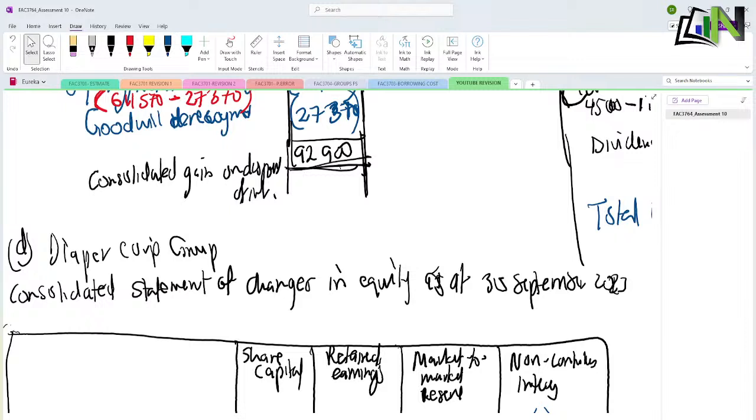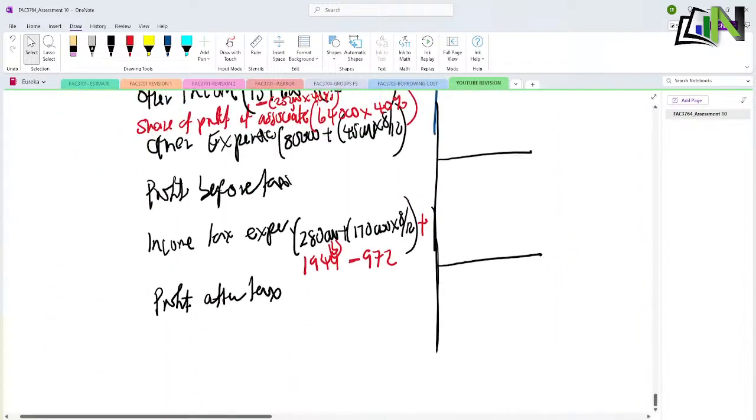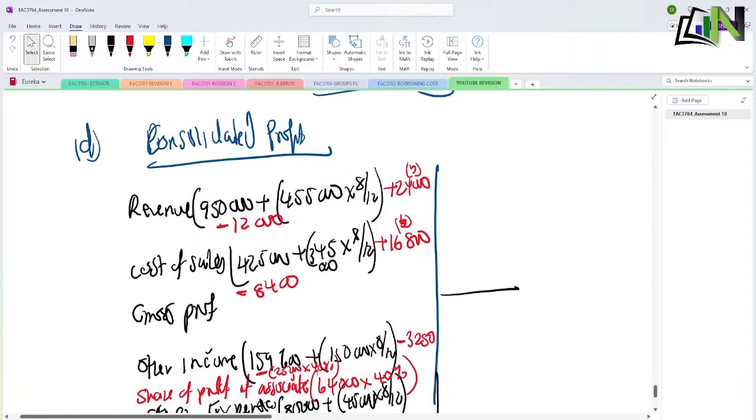So let's calculate the total profit, and remember we have to minus the NCI so we can get the parent portion. I'm closing my main brackets. Okay, let's start from the revenue.